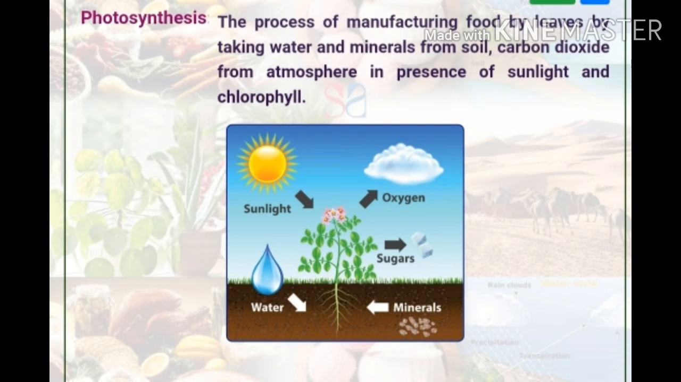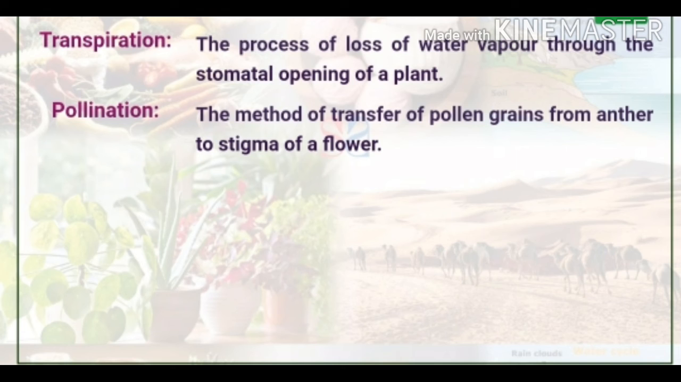Children, you are able to see the pic. In the pic, sunlight is necessary. Plants are taking water and minerals from the soil with the help of roots and carbon dioxide from the air. They are releasing out oxygen as oxygen is also produced in photosynthesis.